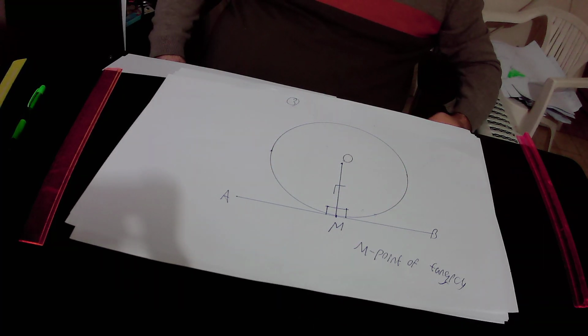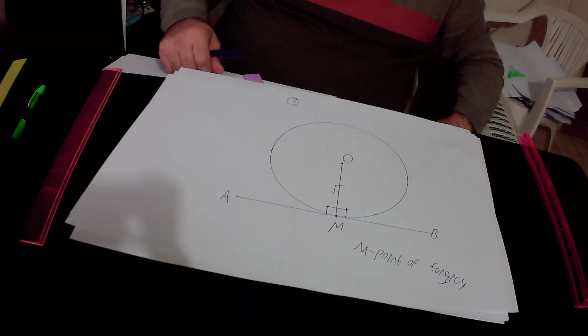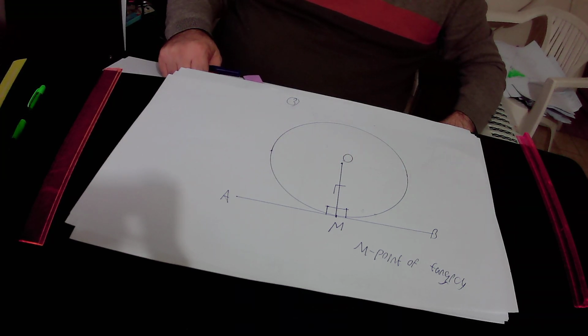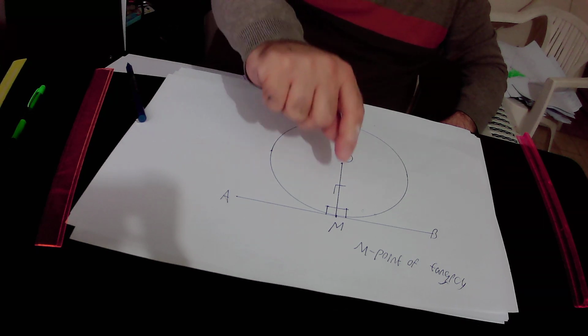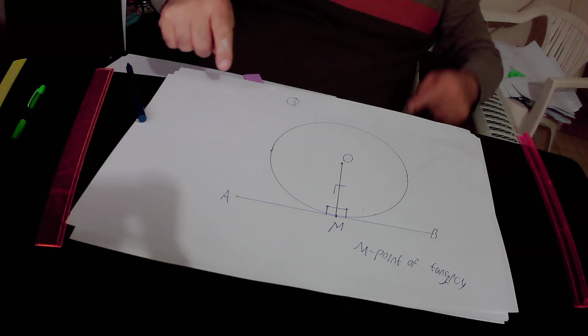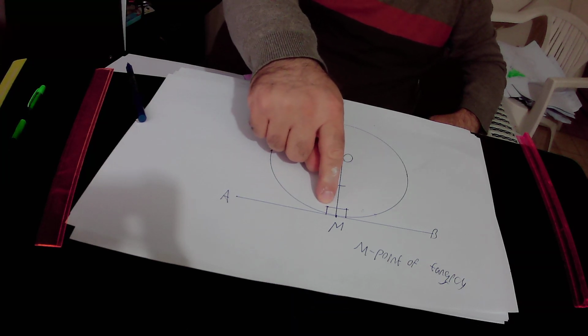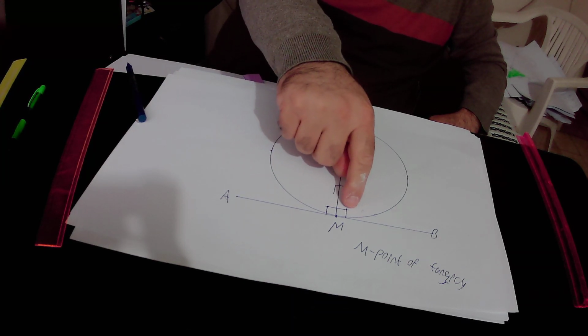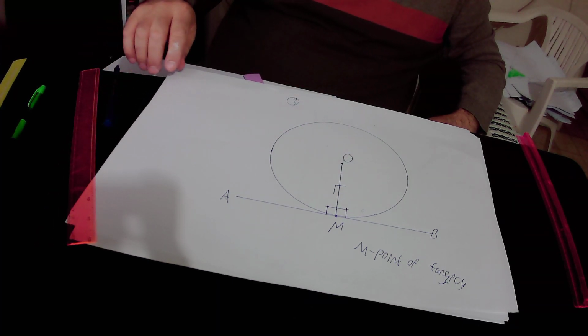I will repeat rule number 1 again. A tangent to a circle, that is to say, tangent AB, is perpendicular to the radius drawn to its point of tangency. So whenever you have a radius, like in this drawing, the radius OM is drawn to the point of tangency, therefore the tangent AB will be perpendicular to this radius. That is to say, this angle will be equal to 90 degrees, and this angle will also be equal to 90 degrees, according to rule number 1.